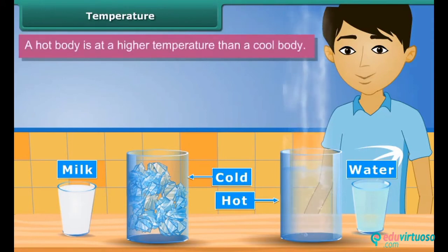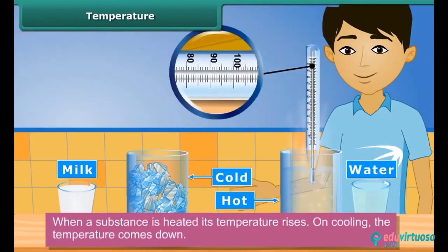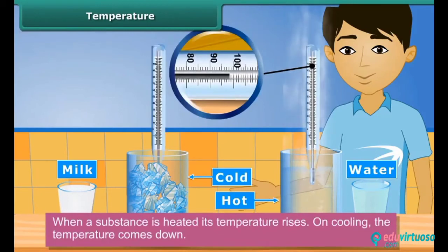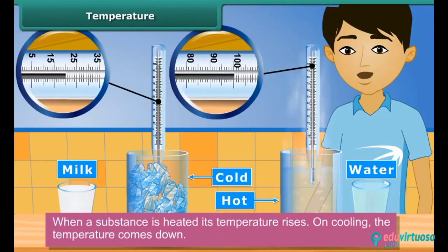A hot body is at a higher temperature than a cool body. When a substance is heated, its temperature rises. On cooling, the temperature comes down. The degree of hotness or coldness of a body describes its temperature.